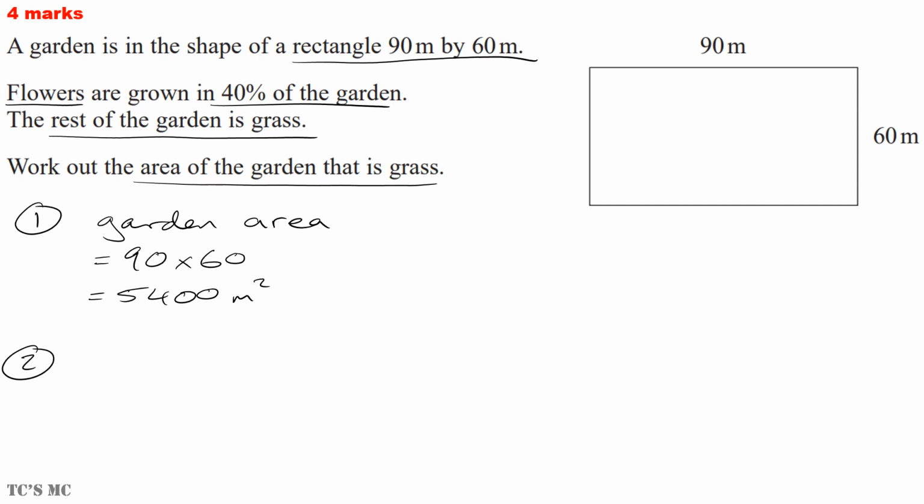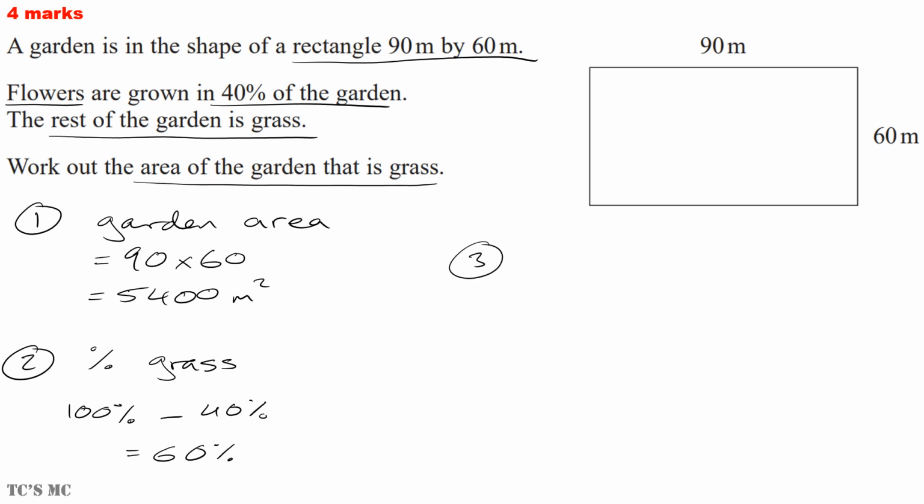For the second step and for the second mark, we need to know what percentage is covered by grass. It says the rest is grass. If it's the rest, we need to do 100% subtract 40%, and that gives us 60%. Now we have 2 marks.